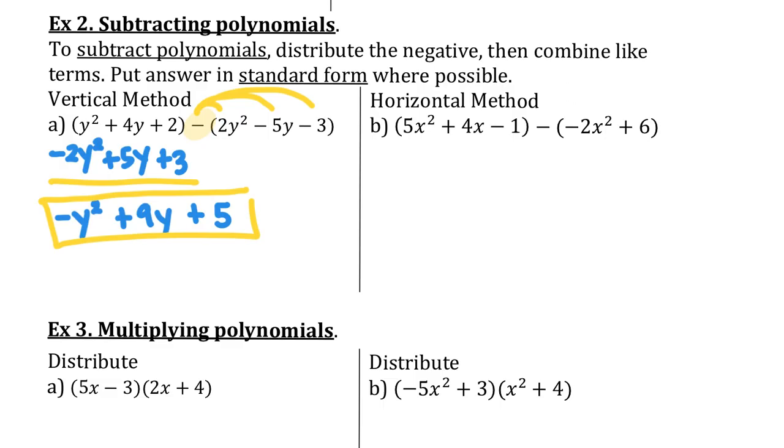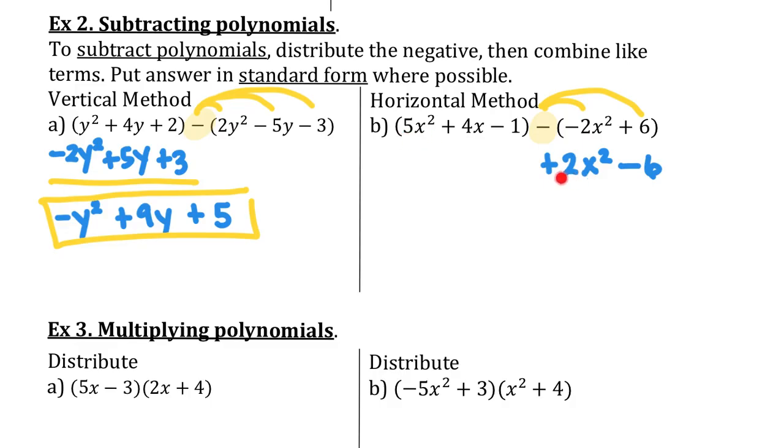Okay, now you don't have to do it vertically, you can do it horizontally, you just have to be careful with your negative sign and your like terms again. So I am subtracting, so I'm going to distribute the negative. Negative 2y squared is positive, or positive 2x squared, I should say. And then negative 6 is negative 6. Okay, now I can still combine the like terms.